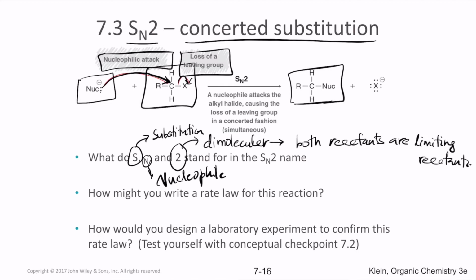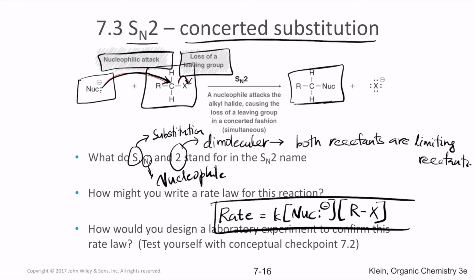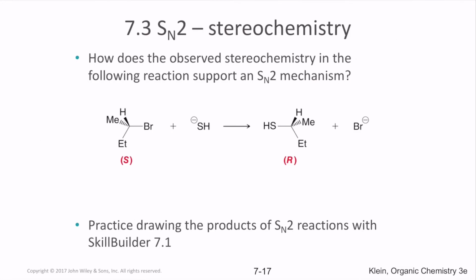Because it is a bimolecular reaction, the rate law here can be written as k times the nucleophile times the alkyl halide, RX. So this is the rate law for this reaction. Now, what is the observed stereochemistry in this reaction? The stereochemistry involves inversion of configuration. This is a common feature of SN2 mechanisms.